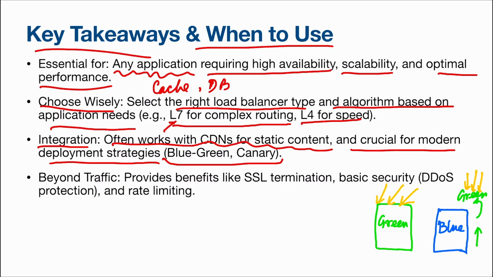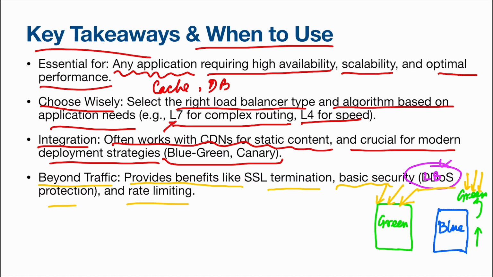So there would be a load balancer on top of all this, which will understand the deployment status of the blue-green deployment, and based on that it will direct the traffic to the appropriate deployment. And beyond traffic, it provides benefits like SSL termination, basic security, DDoS protection, and rate limiting. One key thing to note here is that the load balancer should not be a single point of failure. What I mean by that is, if there is only one instance of the load balancer deployed, and it somehow goes down, we will stop accepting traffic for the whole system, and that is not desirable.